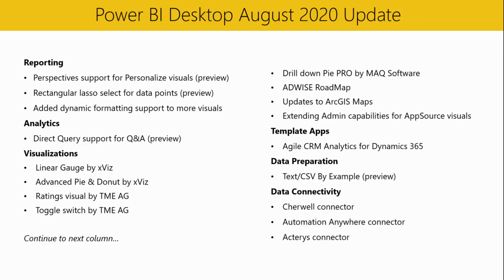Automation Anywhere is a leading robotic process automation platform that enables automation of enterprise business processes. Connecting with Power BI allows you to easily integrate RPA data into your Power BI dashboards from their platform. And finally, the Acterys connector helps you get data from the Acterys integrated platform for data warehouse automation, corporate performance management, and financial planning and analytics for Microsoft Azure, Power BI, and Excel. All 3 of these connectors will soon be available in the other section of the Get Data dialog.